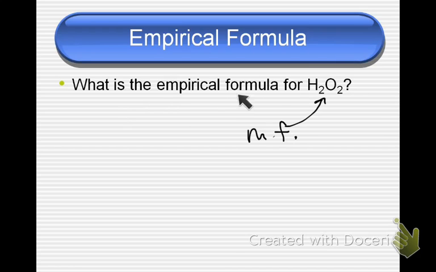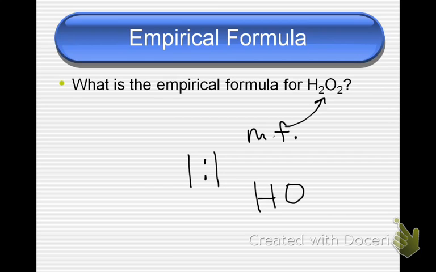So what is the empirical formula for this then? What is the ratio of hydrogen to oxygen? Well, it's a 2 to 2 ratio, and 2 to 2 means it's really a 1 to 1. So for every 1 hydrogen, there's another oxygen. That means the empirical formula would be HO. That just shows that there's a 1 to 1 ratio. It doesn't tell us how many different hydrogens or how many different oxygens there are.